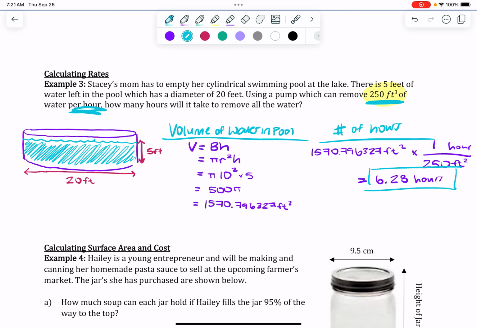If that was the case, then I would have to round this up to 7 because if I told the company to leave after 6 hours, I still have water at the bottom of that pool. So I'd have to round up to 7 in that instance. Because there's no indication I need to have full units or whole units here, the decimal is A-okay.